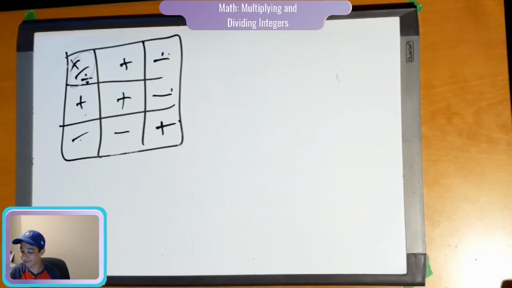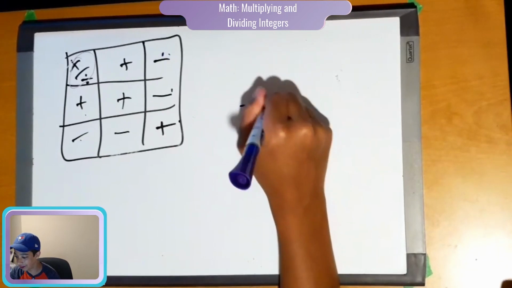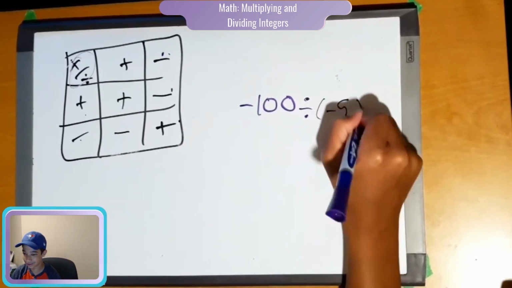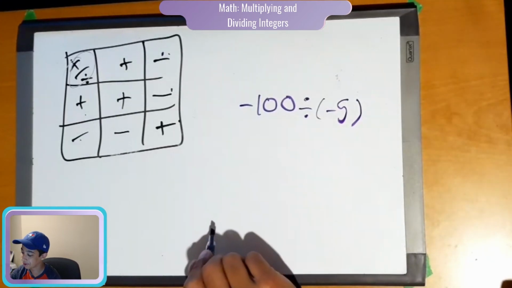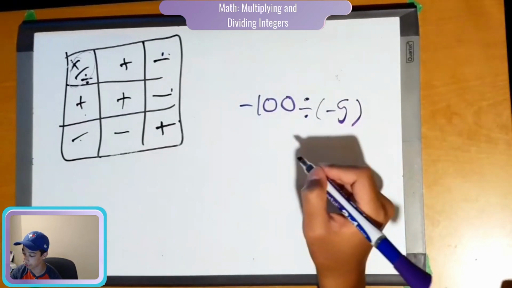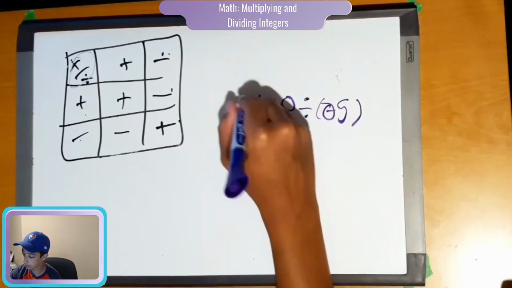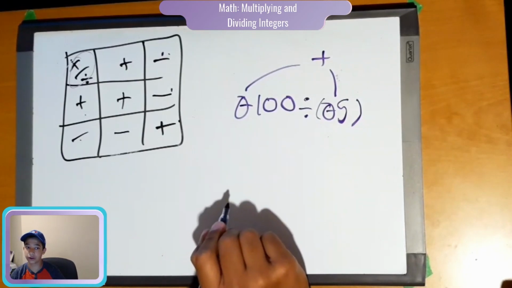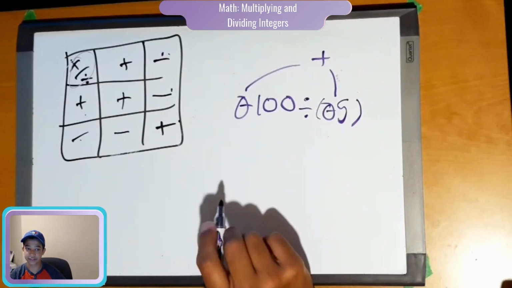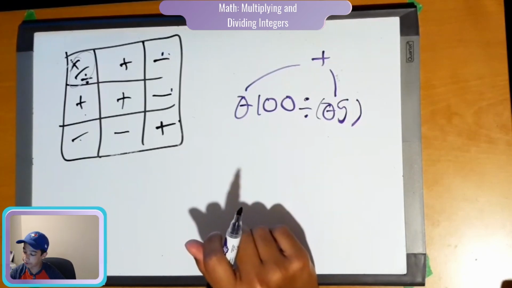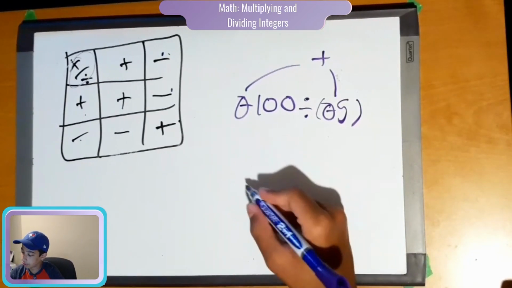What if we have negative 100 divided by negative 5? Okay, so both numbers are negative, which means we're going to end up with a positive number. 100 divided by 5. So we know that 100 divided by 10 is 10. So 100 divided by 5 is going to be twice as much. So it's 20. Positive 20.